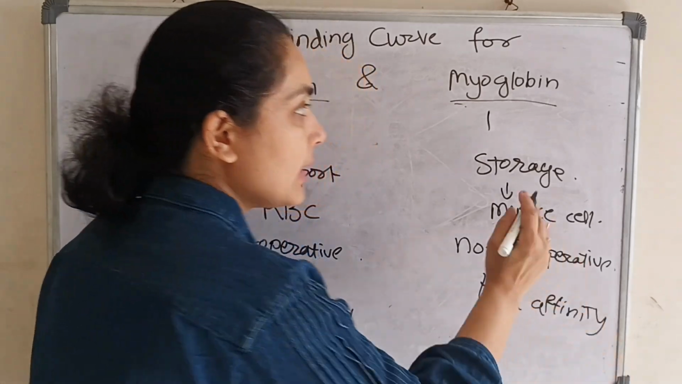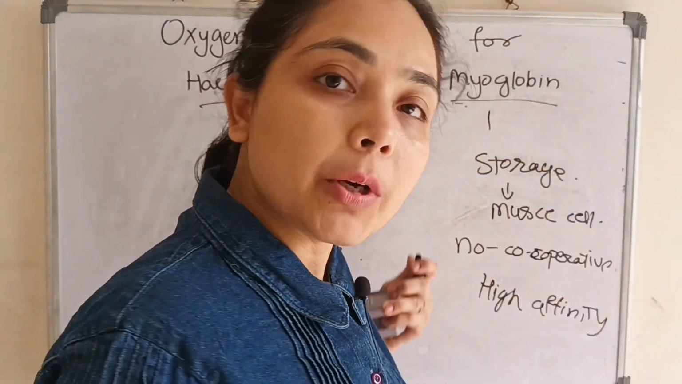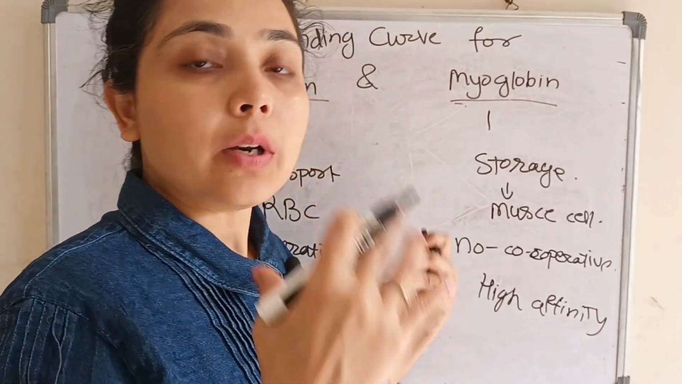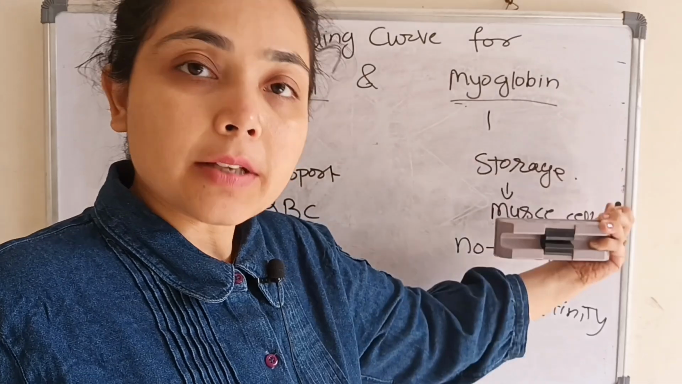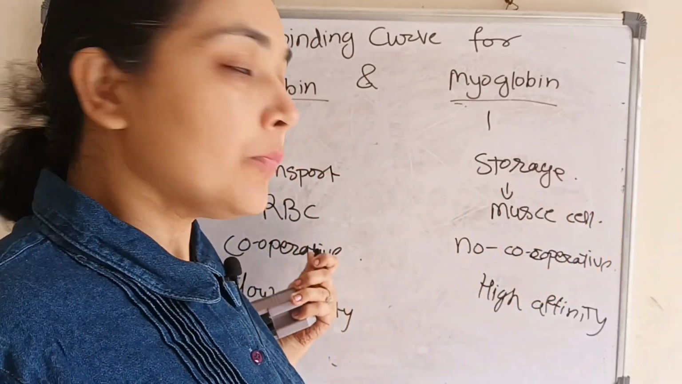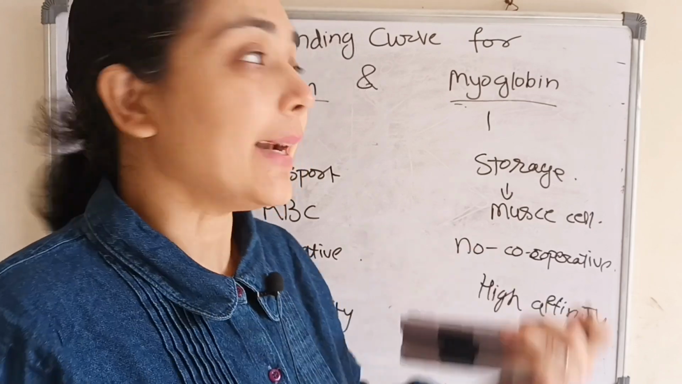The meaning of this is that myoglobin will bind to the oxygen more tightly as compared to hemoglobin. Therefore it is a storage protein, and hemoglobin is a transport protein, because it is not binding the oxygen as tightly as myoglobin.